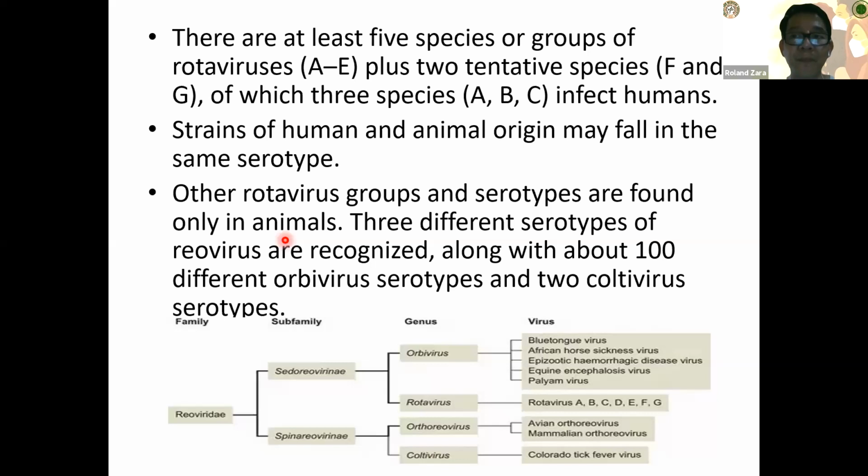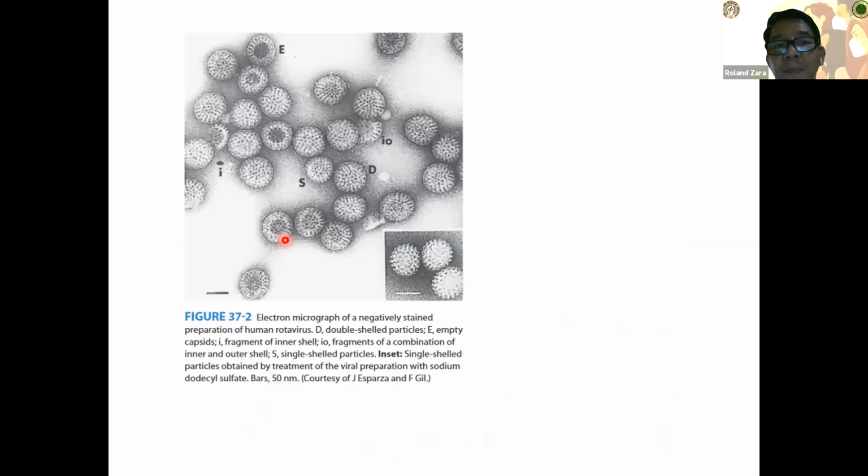So this is an example of an electron microscope image of your rotavirus. You can see here in letter D, it's a double shell, double shell particles. So this is the infectious form, the double shell rotavirus is the infectious form of your rotavirus. As you can see in letter E, it's empty.